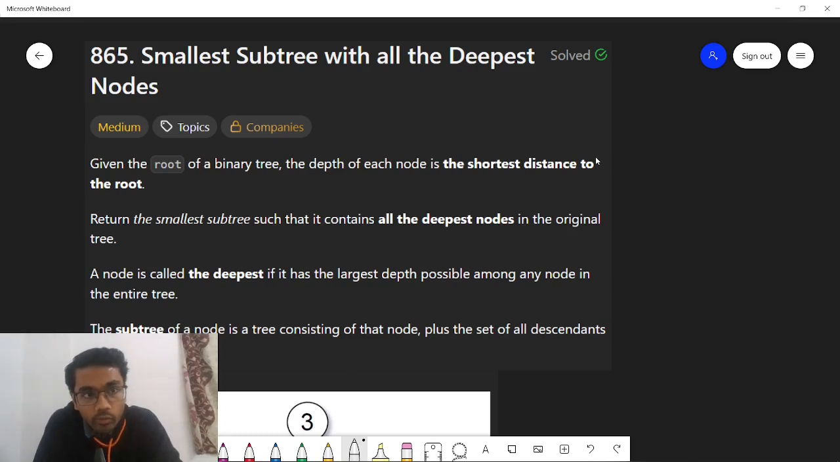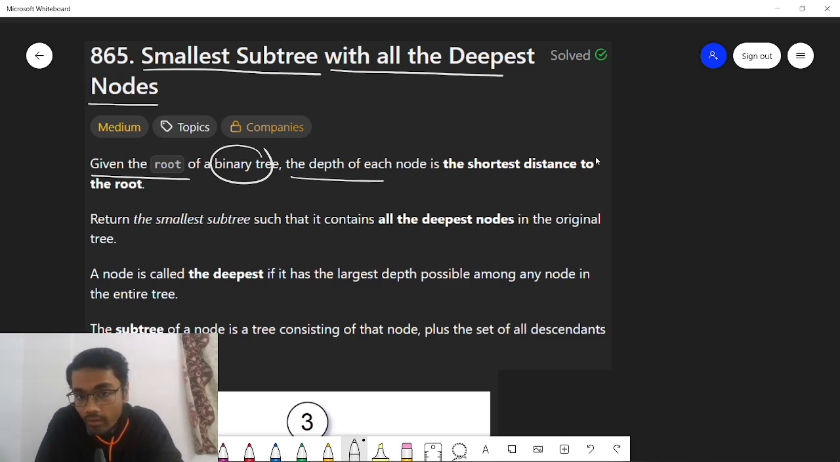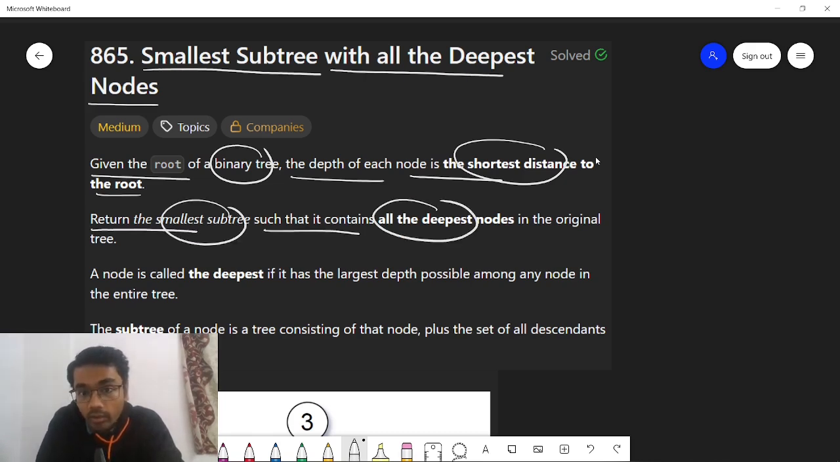So hello everyone, in this video we'll be solving another LeetCode problem, and the problem name is smallest subtree with all the deepest nodes. So given the root of a binary tree, the depth of each and every node is the shortest distance to the root. Now we need to return the smallest subtree such that it contains all the deepest nodes in the original tree.